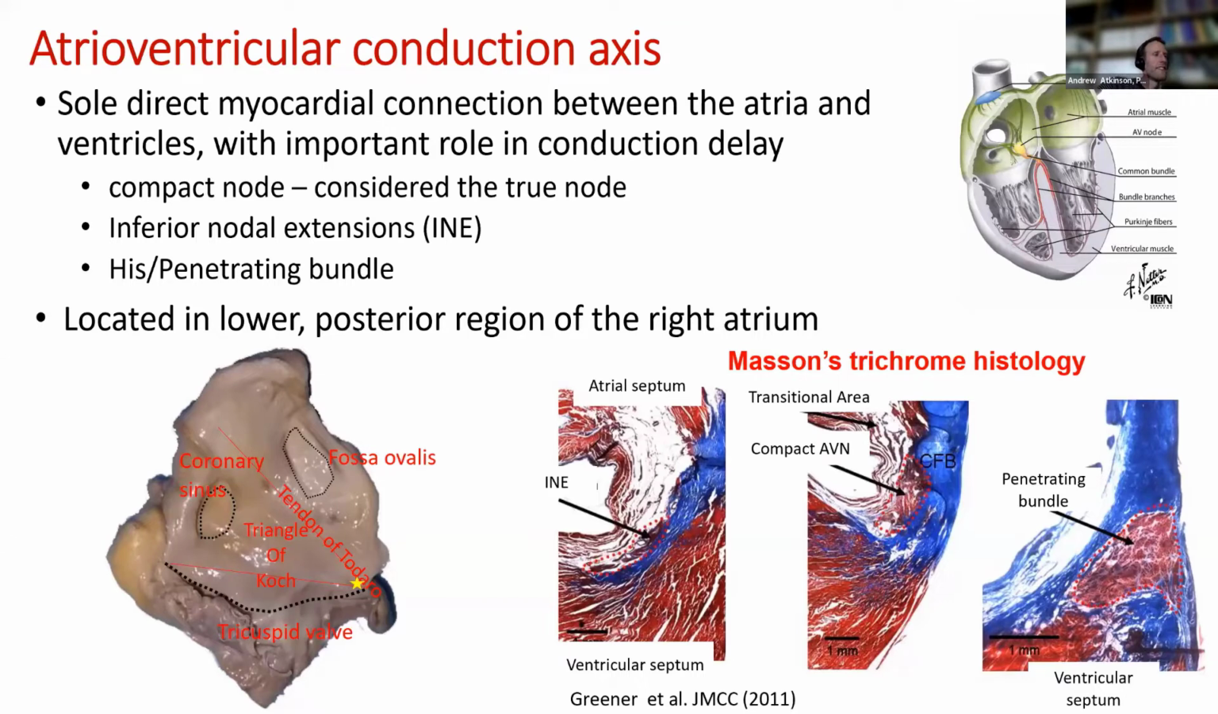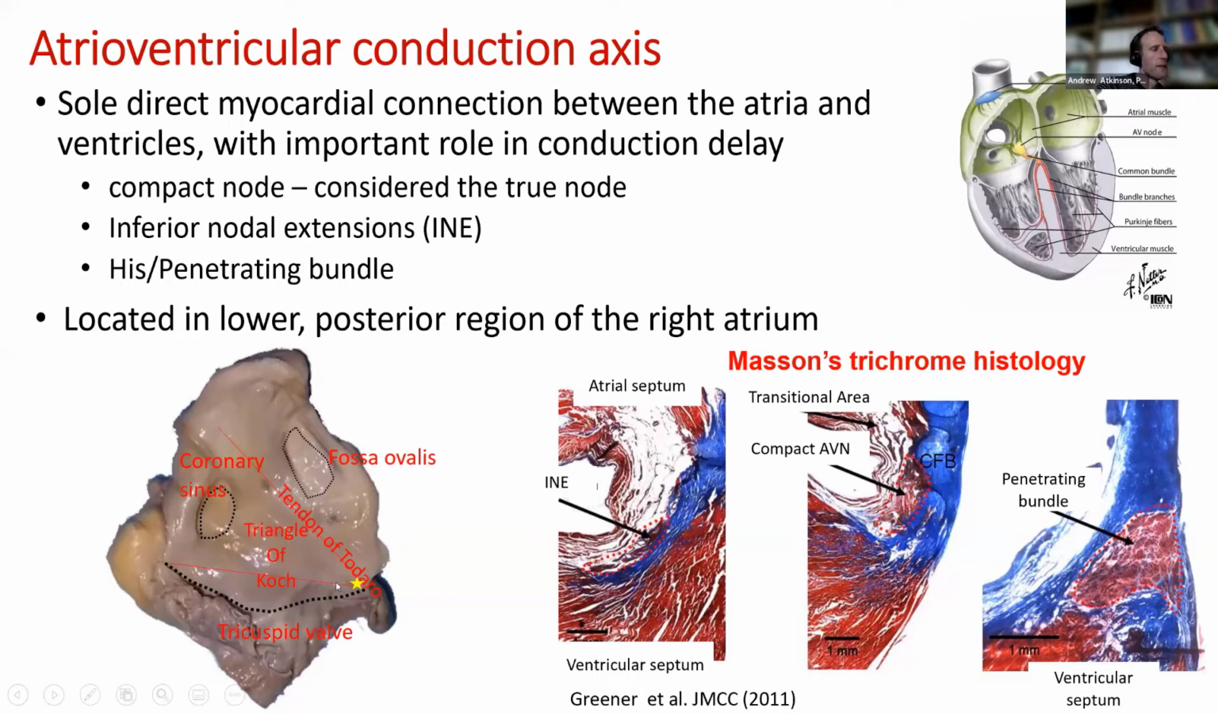So then we move on to the atrioventricular conduction axis, which forms the sole direct myocardial connection between the atrium and ventricles in the healthy heart. This is found in the lower posterior region of the right atrium. As has been mentioned before, the anatomical landmarks of the triangle of Koch are often used to identify the location of the AV conduction axis. So we have the tendon of Todaro, the tricuspid valve annulus, and the coronary sinus ostium.